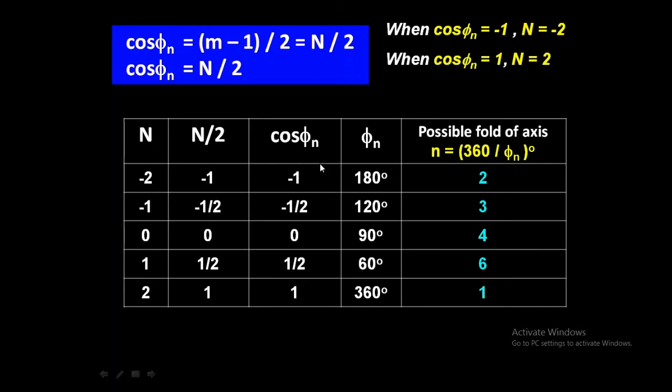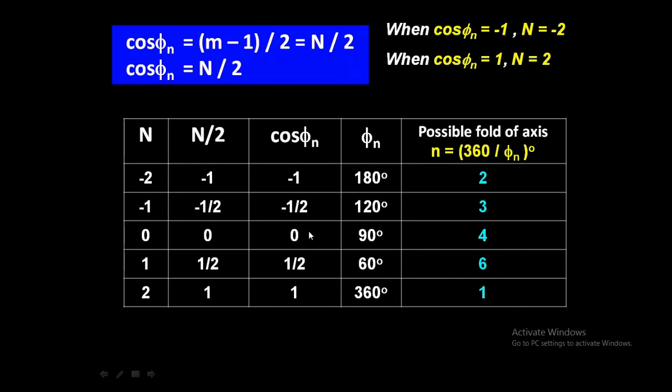Now, cos phi n is minus 1 by 2. At which angle? At 120 degree, that is 2 pi by 3. Cos 2 pi by 3 is minus 1 by 2. If we keep 120 degree in place of phi n, 360 divided by 120 gives 3. So n is equal to 3, meaning threefold rotation symmetry.